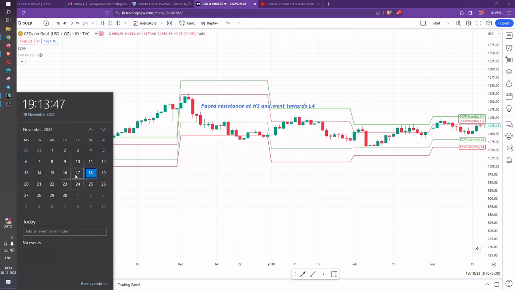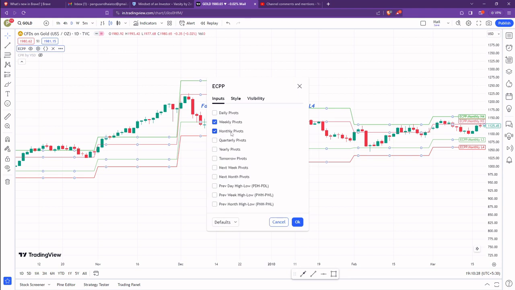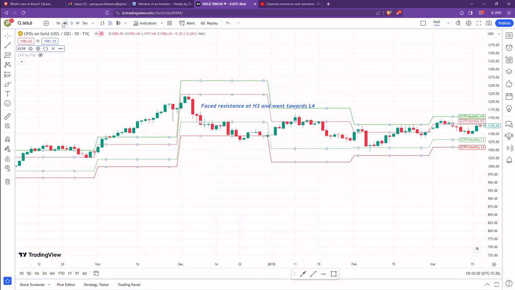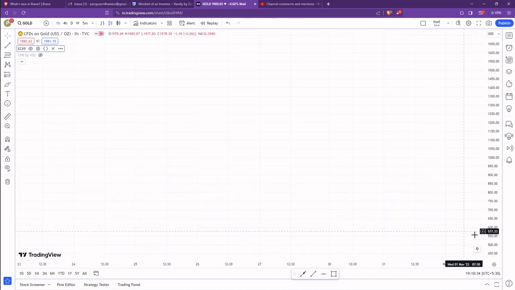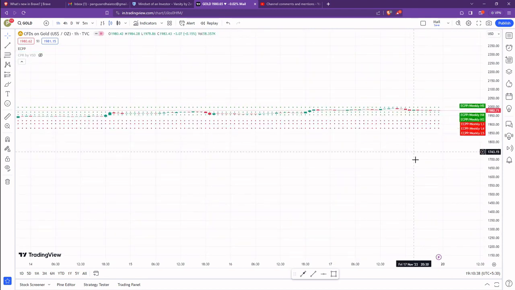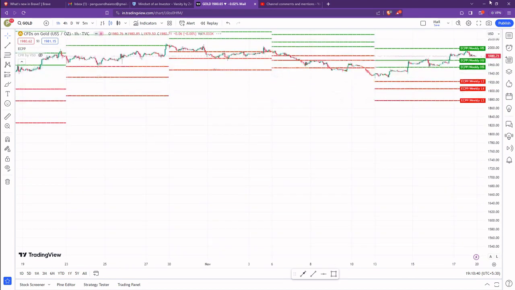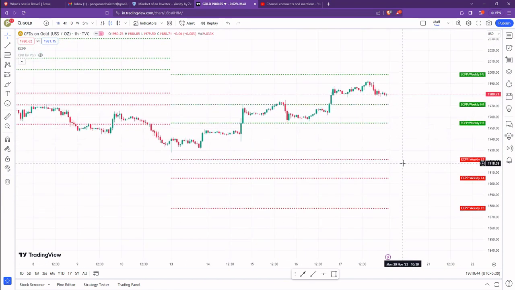And whenever he is going into weekly CPR or weekly pivots, he is converting into a 60-minute chart. So I'm repeating it again. Basically he is going into monthly pivots with daily time frame, yearly pivots with weekly time frame, and weekly pivots with hourly time frame. So you also have to make use of that.